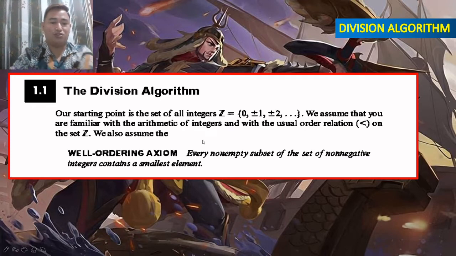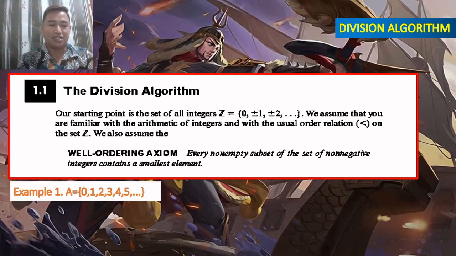We also assume the well ordering axiom. Every non-empty subset of the set of non-negative integers contains a smallest element. Non-negative means either 0 or positive. So if you are a subset, class, that is not empty, you will have a smallest element.